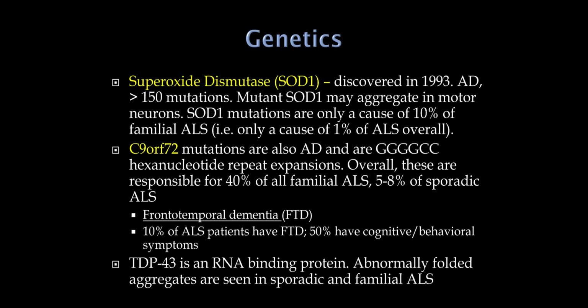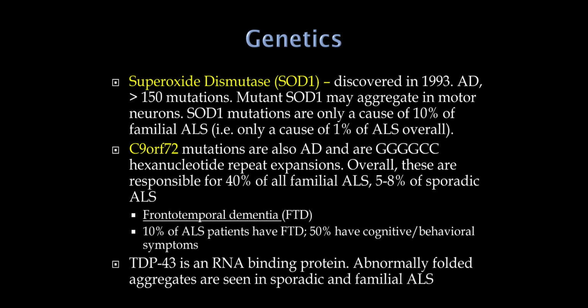All right, now the genetics of ALS. The first genetic lesion in ALS was discovered in 1993, and this is the gene for superoxide dismutase. And this is, again, autosomal dominant, and there have been way over 150 mutations, and this actually is not very common. It only makes up about 10% of familial ALS cases, therefore no more than 1% of all ALS cases. But that one is just known because it was the first one.